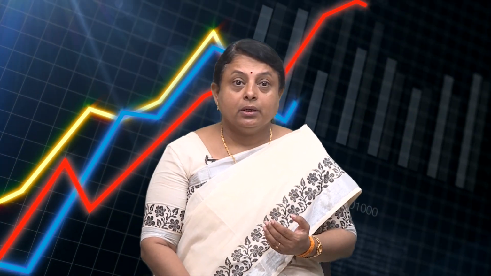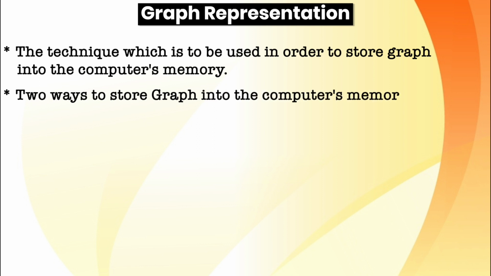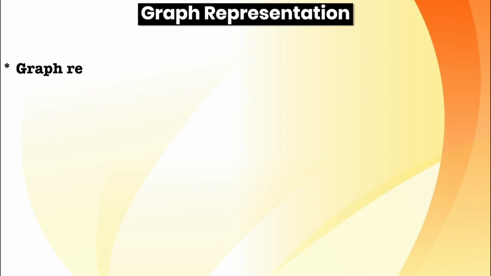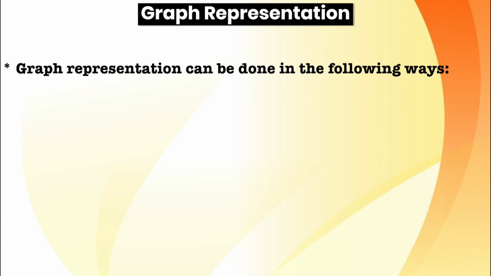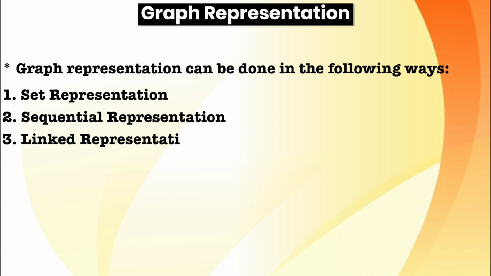Now let us see about the graph representation. That is the technique which is used to store a graph in the computer's memory. There are two ways to store a graph in the computer's memory: sequential representation and linked representation. Graph representation can also be done in three ways: set representation, sequential representation and linked representation.